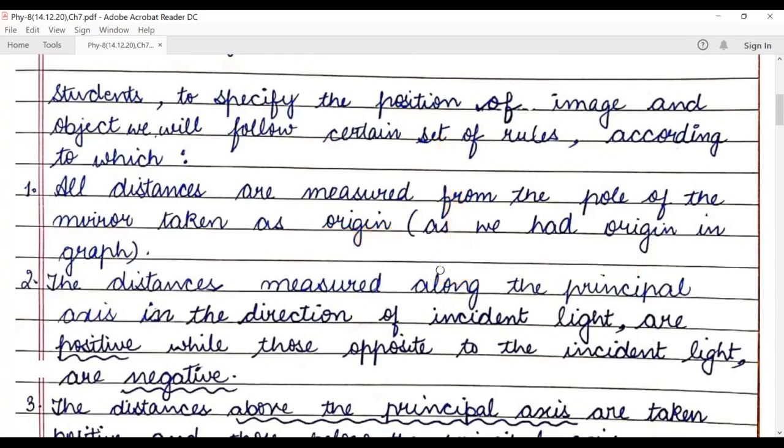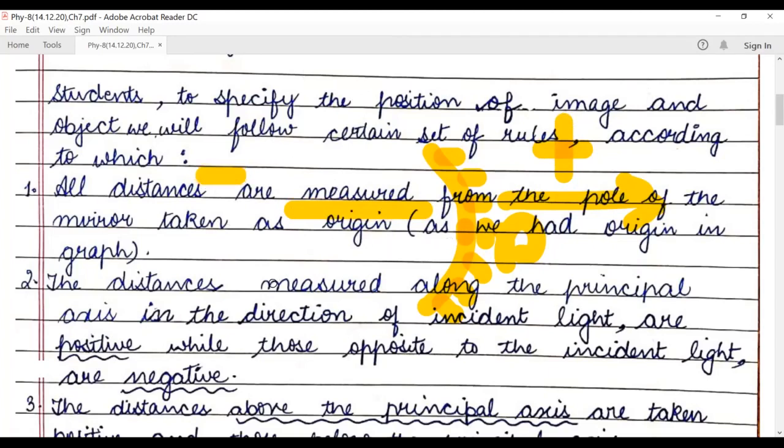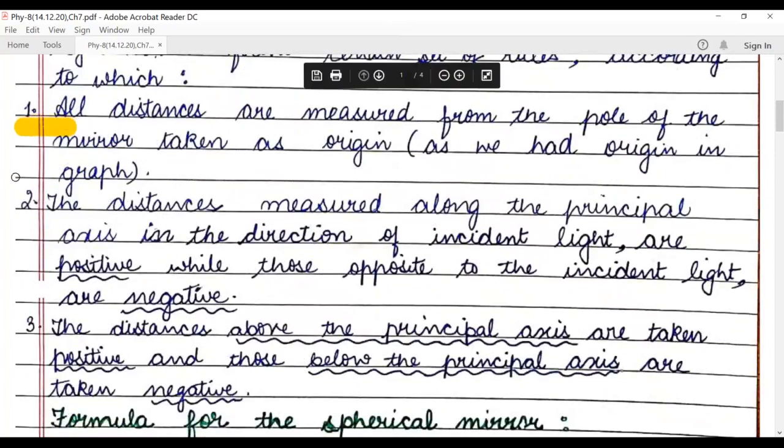Similarly, if you have a concave mirror, then the pole will act as the origin, such that all the distances towards the right side of the pole will be taken as positive, while the distances taken towards the left side of the pole will be taken as negative. So all the distances are to be measured from the pole. This is our first point.